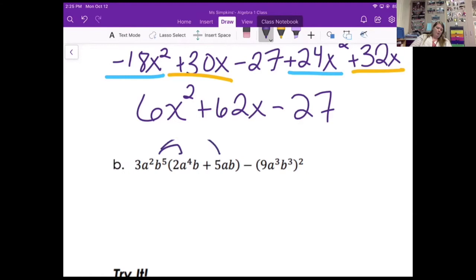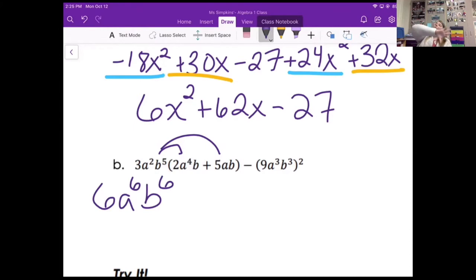So we're going to distribute 3a squared b to the 5th to both of those terms inside the parentheses. So the coefficients, 3 times 2 is, yeah, 6. That wasn't a trick question. 3 times 2 is 6. What should we do with those exponents? Add them. So for my a, 2 plus 4 would be a to the 6th. Good. And then for my b's, I have 5 plus 1, which would also be b to the 6th power.